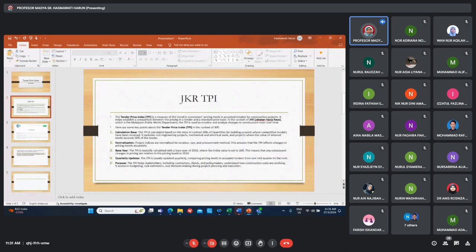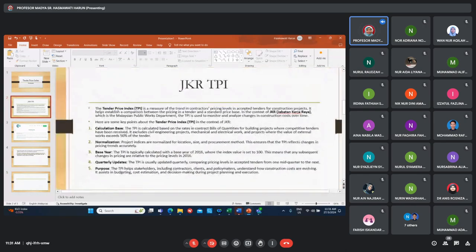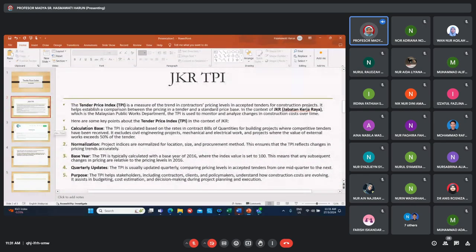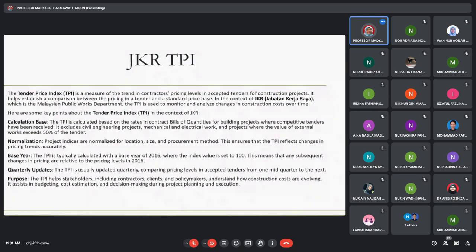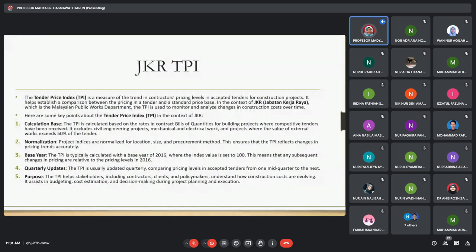Okay, kalau kita bercakap tentang JKR lah, TPI ya. Kalau dalam dokumen JKR dia kata apa tau? It's a measure of the trend in contractor pricing level in acceptable tender for construction project. It helped to establish a comparison between the pricing of tender and standard price base.